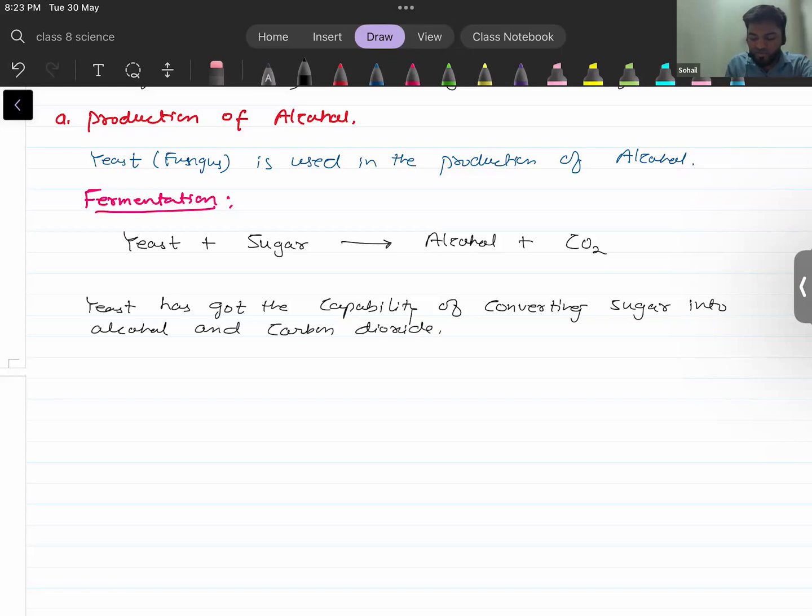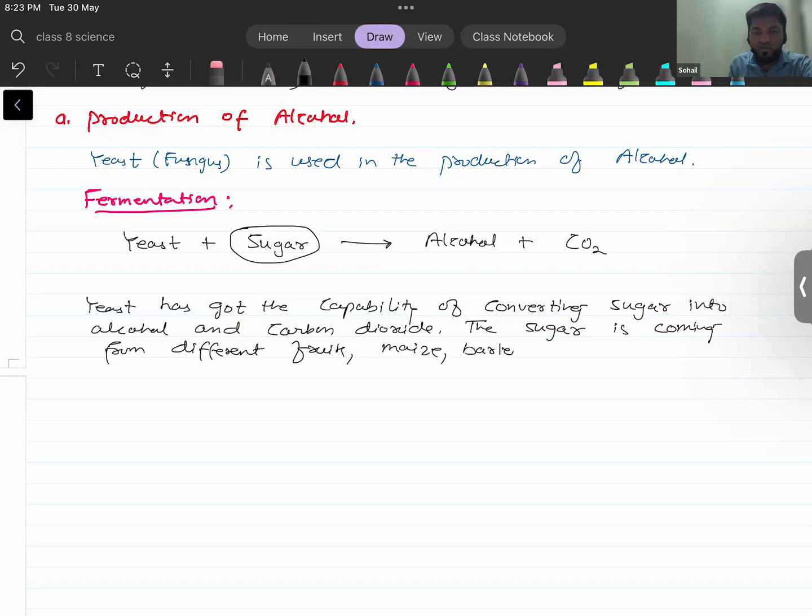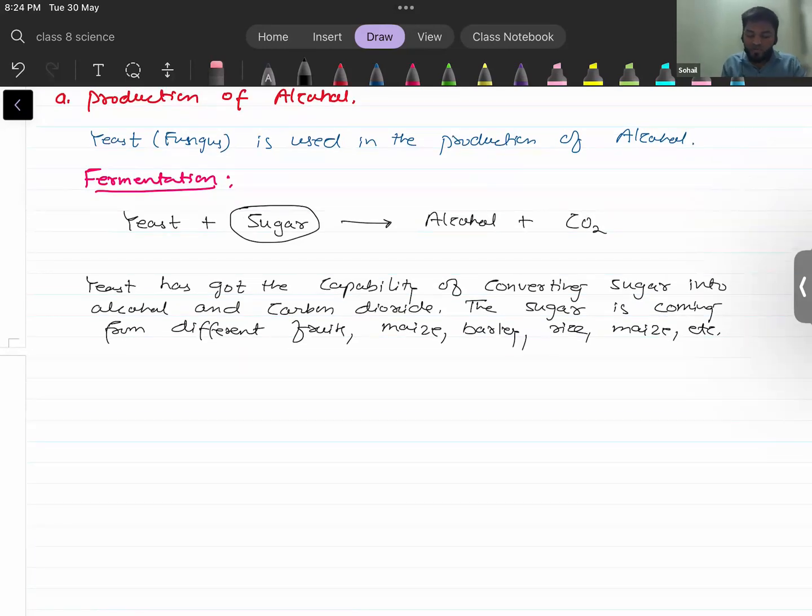So this sugar is coming from fruits, rice, maize, barley, wheat, etc. So sugar is basically coming from where? The sugar required for production of alcohol is coming from different fruits, maize, barley, rice, etc.